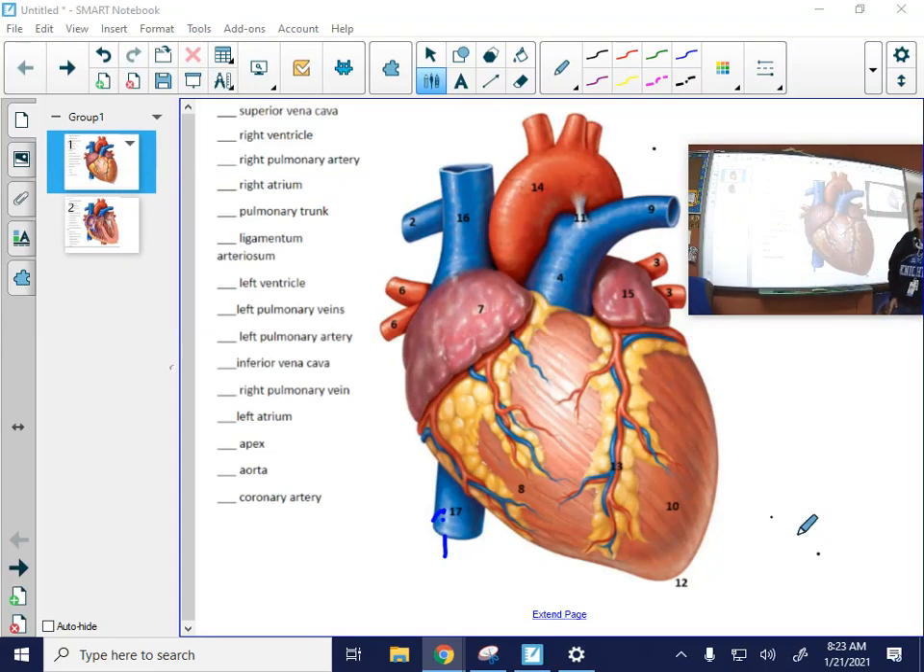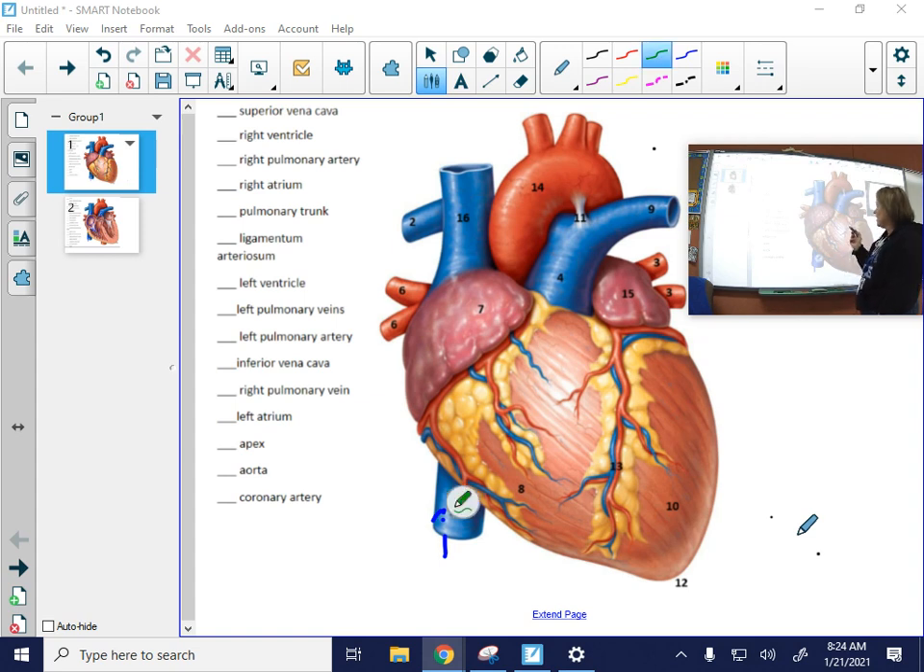Hello and welcome. Today I'm going to go over the features of the heart and the circulation of the heart at the same time and try to give you some pointers as to how to remember these things and repeat the blood flow, both looking externally and when we look internally. So we're going to go over this together.